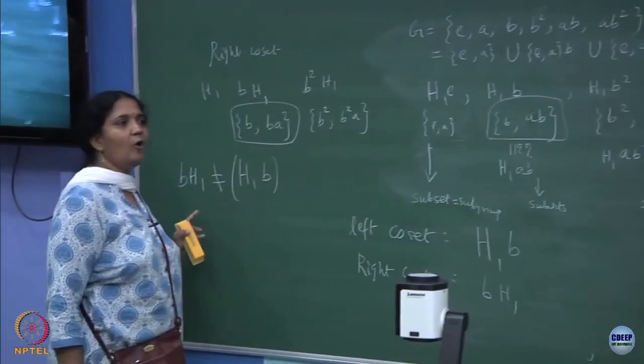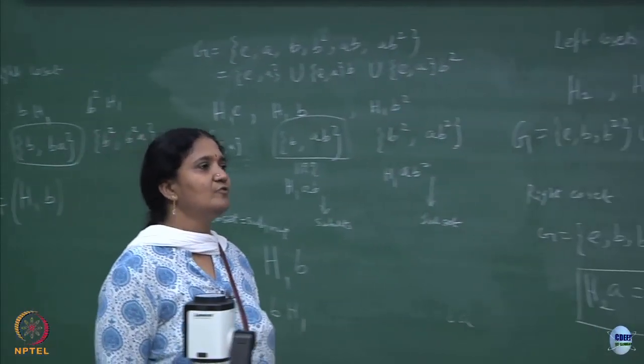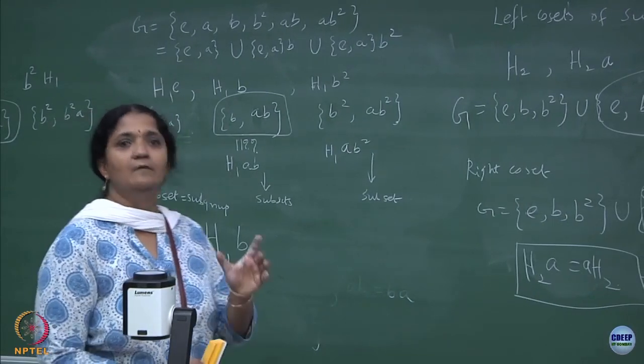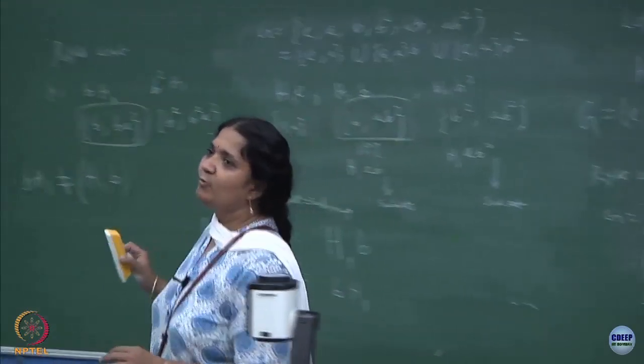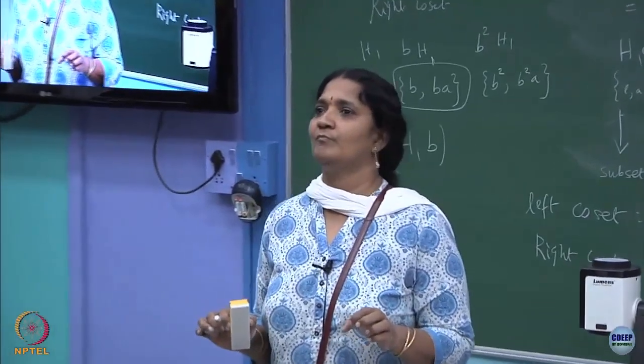Here H1 is only a subgroup. You cannot call it an invariant subgroup because left coset and right coset are not same. Any questions? Is this clear? I am trying to confine to a simple example so that the concept is clear to you.